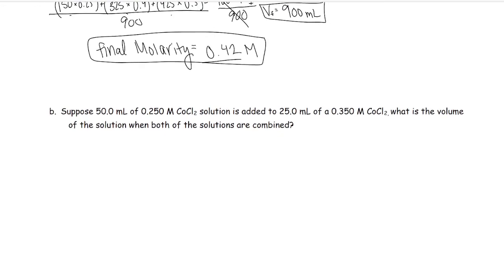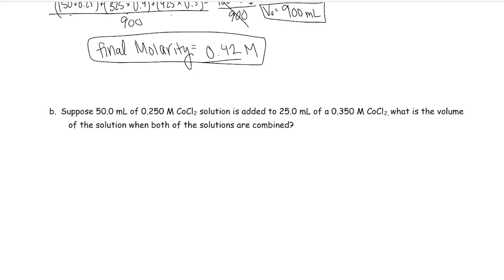All right, last question, and then we are completely done with our notes. Letter B says, suppose 50.0 milliliters of 0.250 molar cobalt(II) chloride solution is added to 25.0 milliliters of a 0.35 molar cobalt(II) chloride. Probably supposed to say solution there. What is the volume of the solution when both of the solutions are combined?